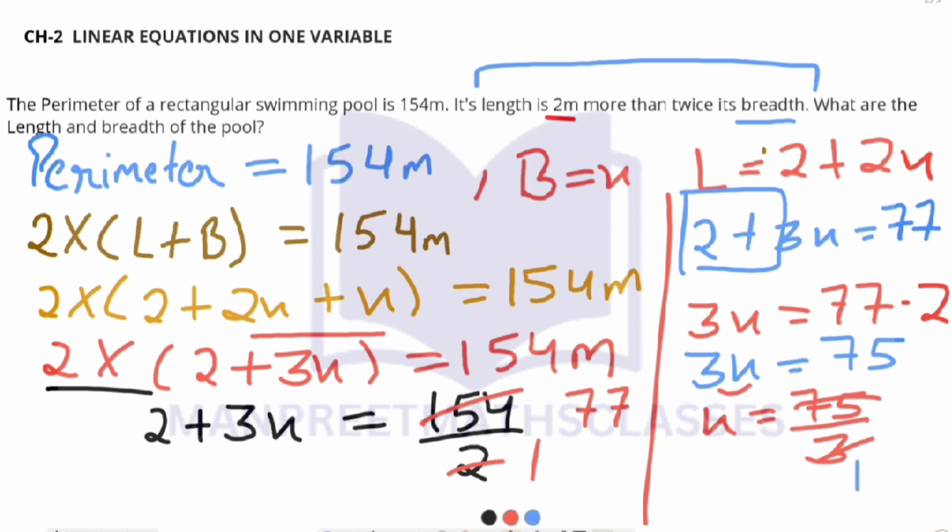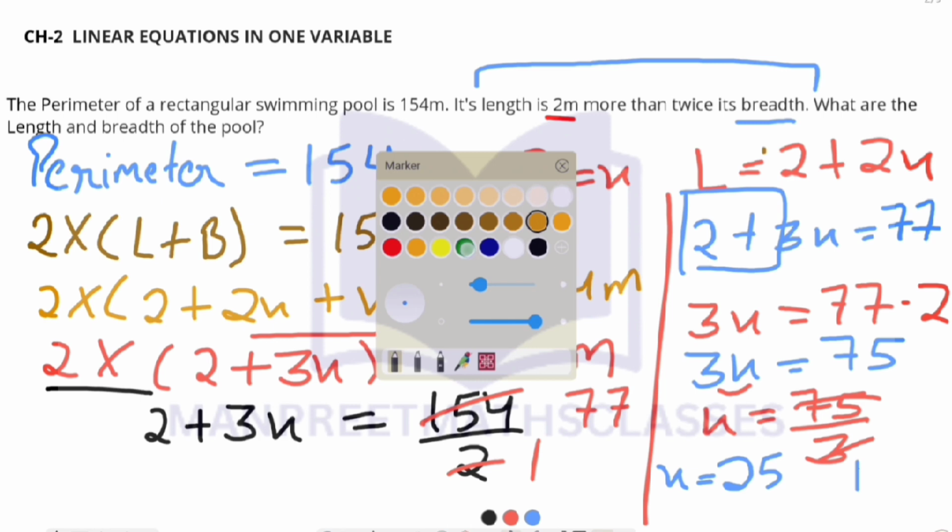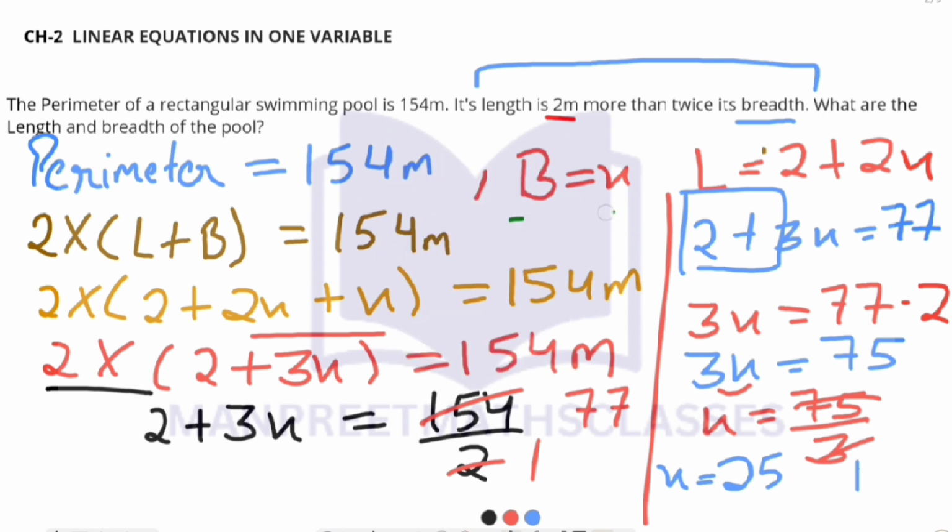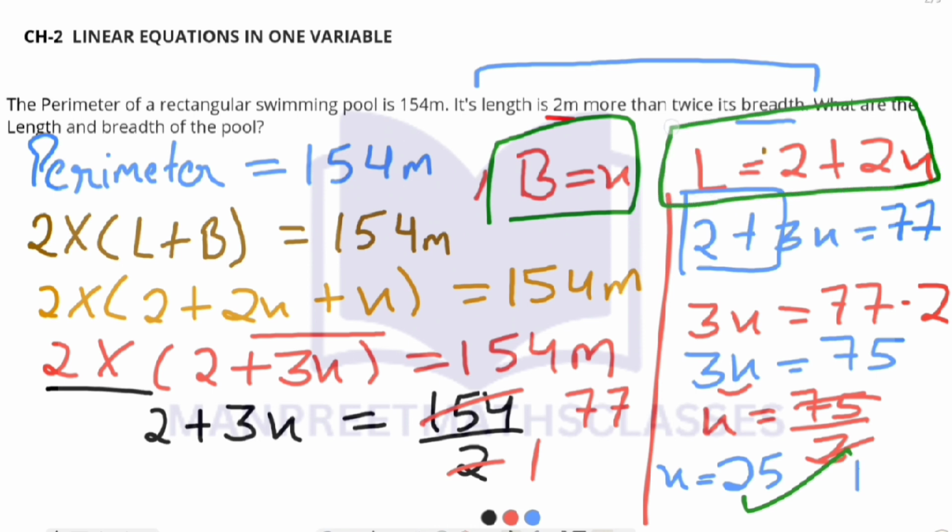3 1s are 3. Now we'll divide 75 with 3. 3 2s are 6, 1 carry. Here it becomes 15 and 3 5s are 15. So the value of x is 25. तो यहाँ से आपको क्या मिल गया? वैल्यू ऑफ ब्रेथ. ब्रेथ कितनी है? 25 मीटर. अब हमें लेंथ कैलकुलेट करनी है.